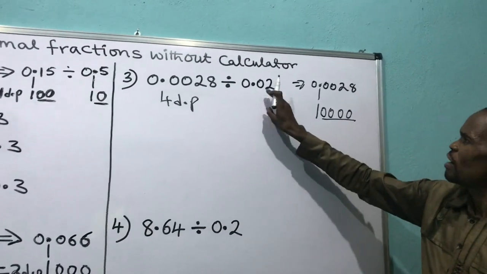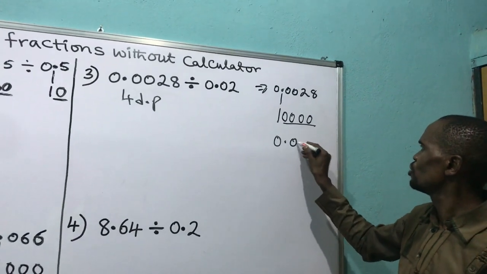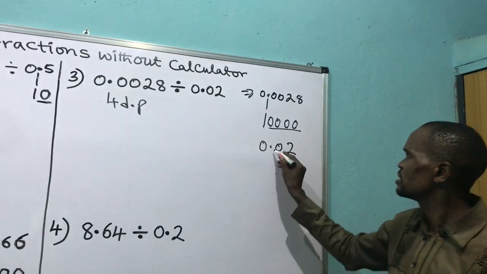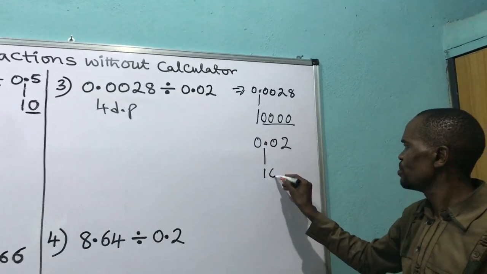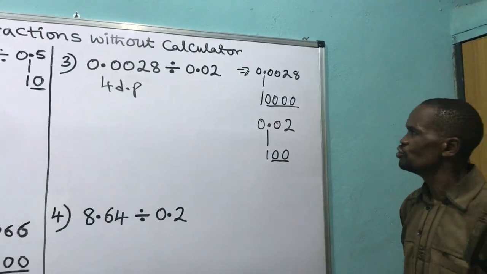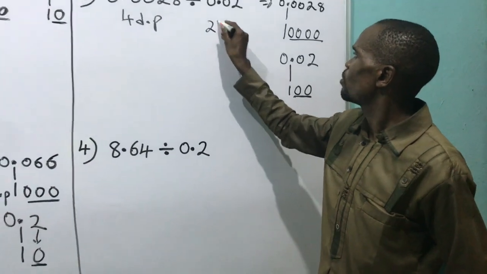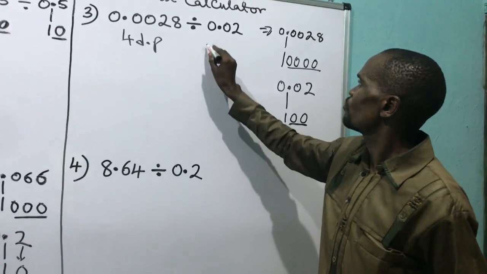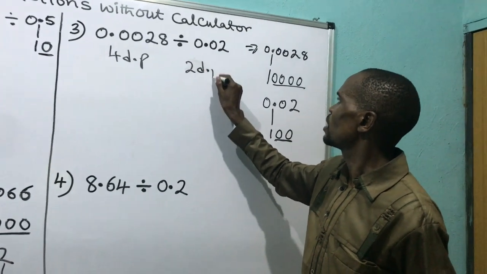I'm going to look for how many decimal places in this one, which is 0.02. How many decimal places on this? This dot is represented by 1, 0 will be represented by 0, 2 will be represented by 0, and I have a total of 2 decimal places. I'm saying that this one has 2 decimal places. That's what I have here.